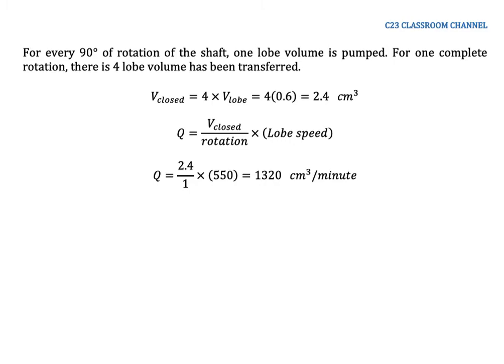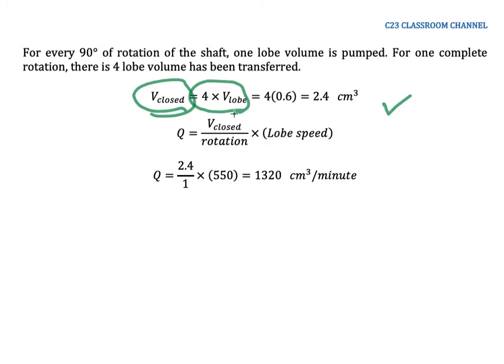So we could calculate this by this calculation. For every 90 degrees of rotation of the shaft, 1 lobe volume is pumped. For one complete rotation, there are 4 lobe volumes to be transferred. So the total volume can be calculated as 4 times 1 lobe volume, which is equal to 2.4 centimeter cube.